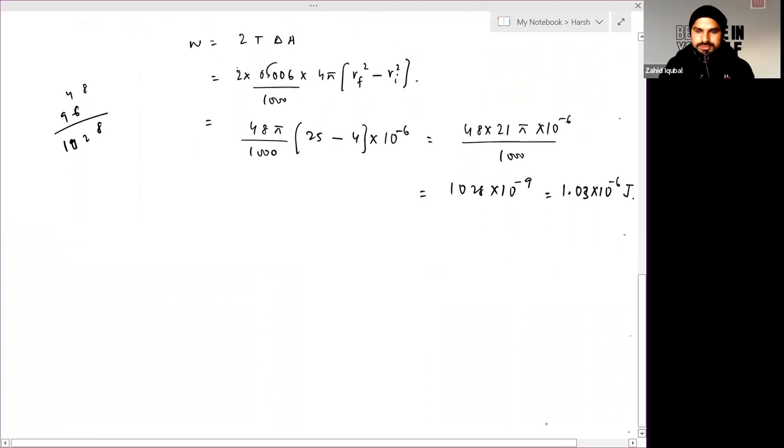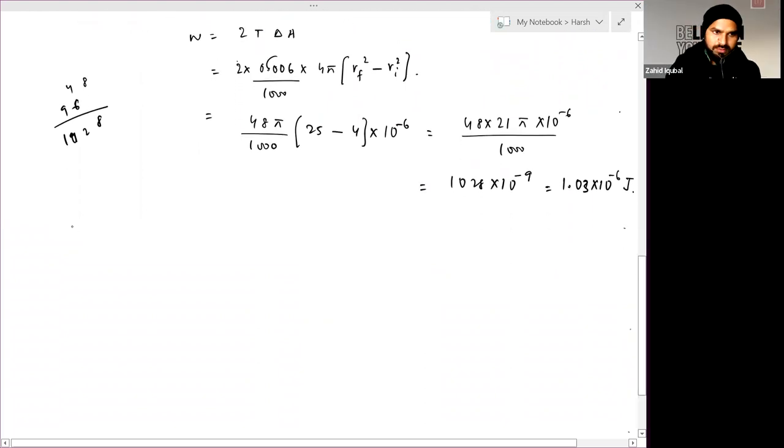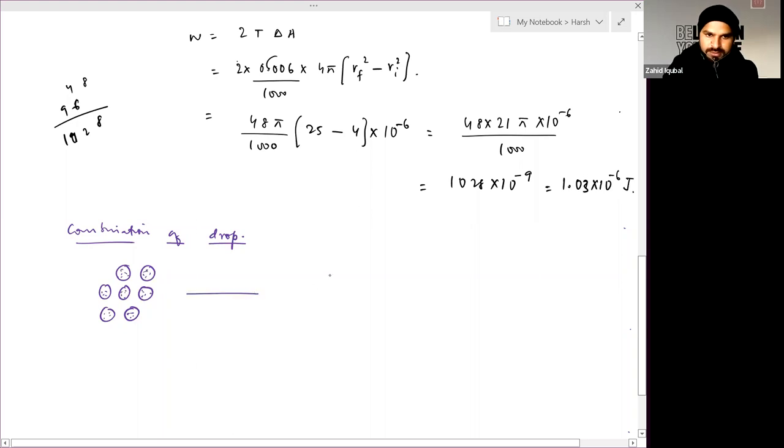Now there will be some questions on combination of drops or bubbles. Suppose we have a number of small drops which tend to combine to form a single large drop.